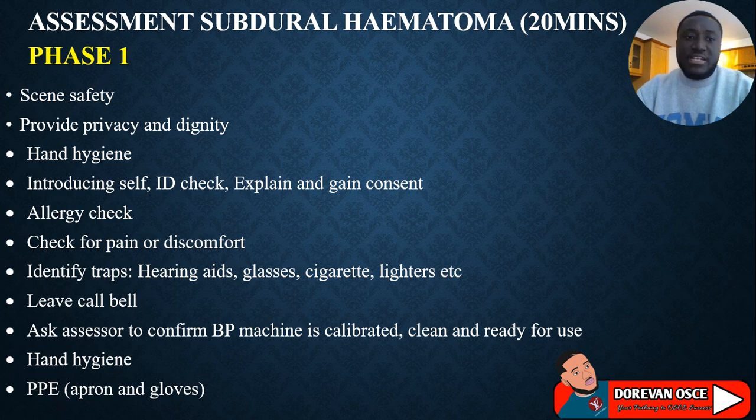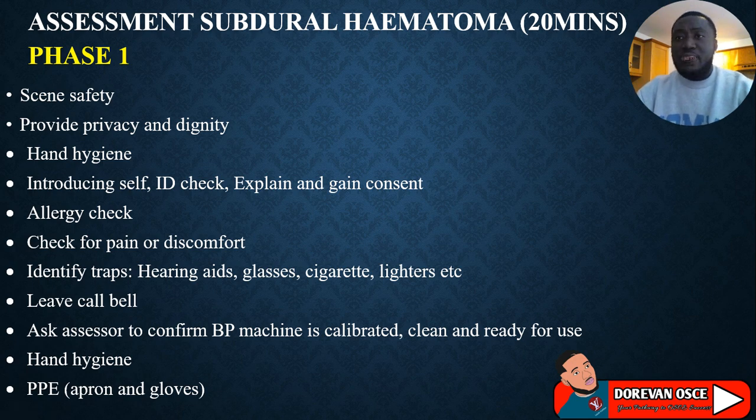So before you leave the patient to organize the equipment you need, leave the call bell that the patient should ring or use in case the patient wants you to do something for him or her. So you leave the call bell and then you leave the patient. And then you ask the assessor to confirm if your equipment, that is your blood pressure device and the infrared thermometer or the device you need for the procedure, has been cleaned, calibrated, and ready for use. So the assessor will confirm that for you.